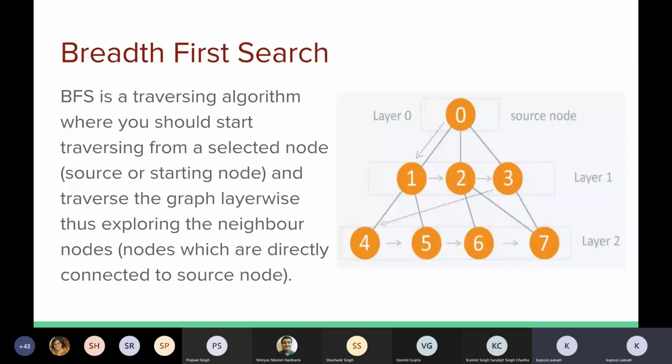How would you implement depth first search or breadth first search is something I'm interested in. So anyone can unmute themselves. If you also have a doubt, please unmute yourself and ask, at least regarding DFS, BFS, because these are very important. Anyone?